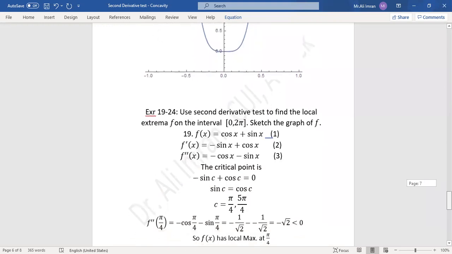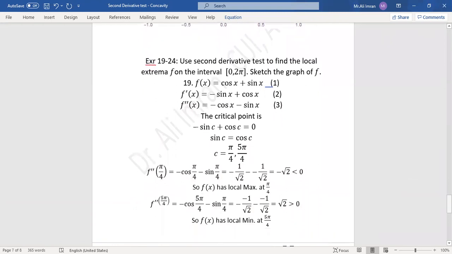Now let's do another question. We have done these questions with the first derivative test. Now we will find the extrema of these questions using the second derivative test. Exercise 19 to 24: use the second derivative test to find the local extrema of f on the interval 0 to 2 pi. Sketch the graph of f.